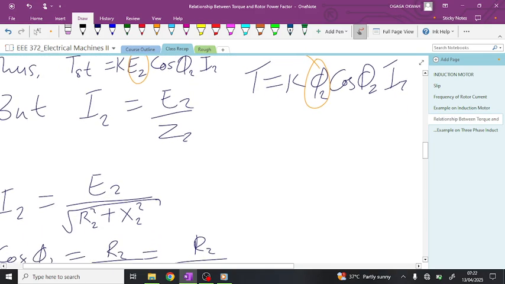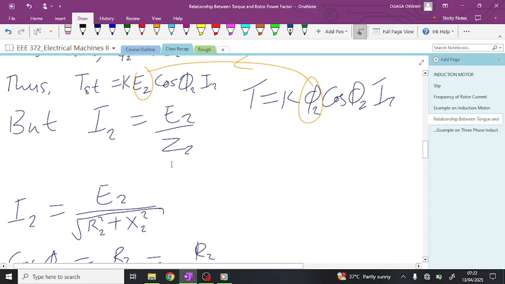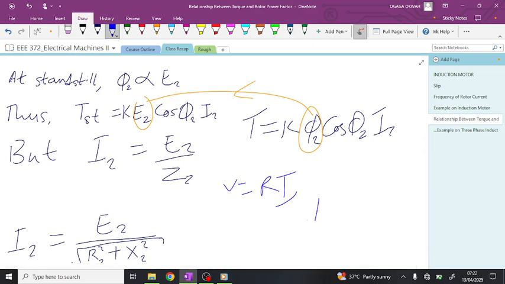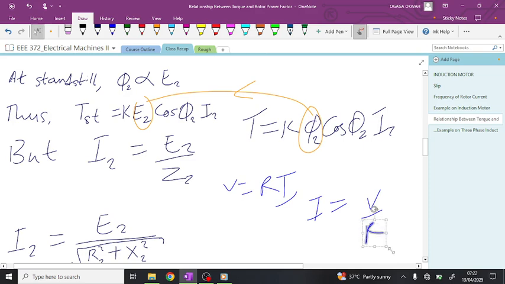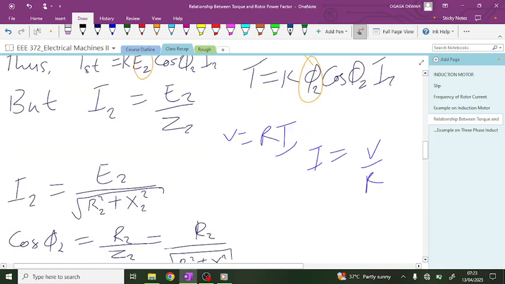Now, remember from Ohm's law that V equals IR, and from that we can say I equals V over R. In the induction motor, when we talk about resistance, we are talking about impedance instead, because impedance contains both resistance and reactance. So the rotor current equals the EMF, in volts, over the impedance, which is in ohms.